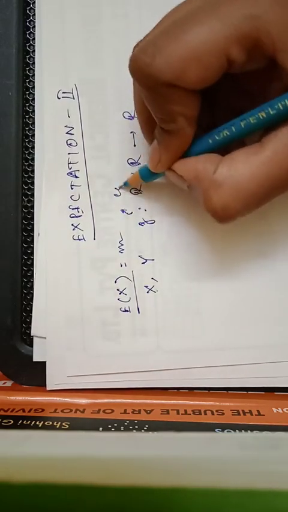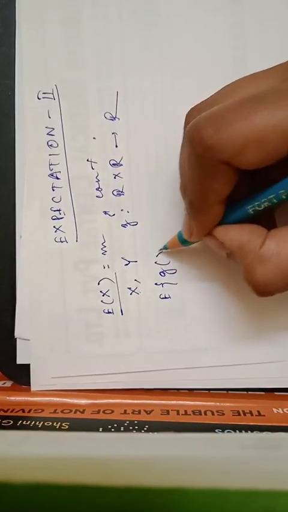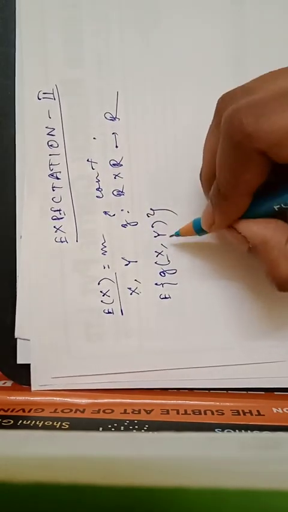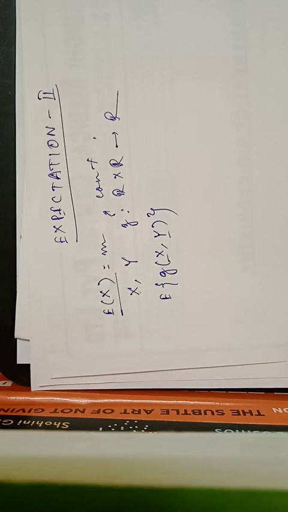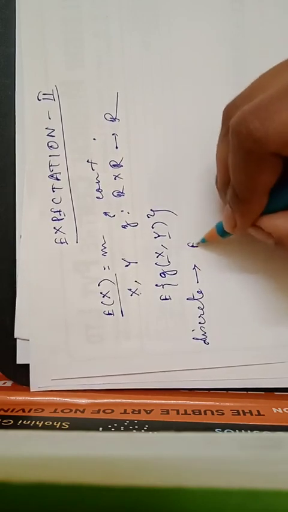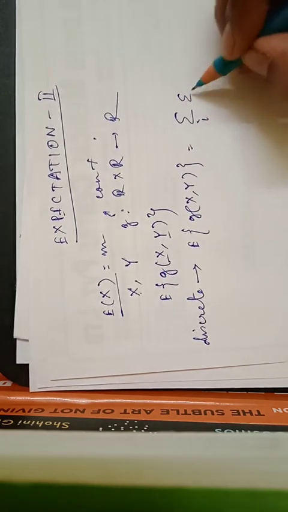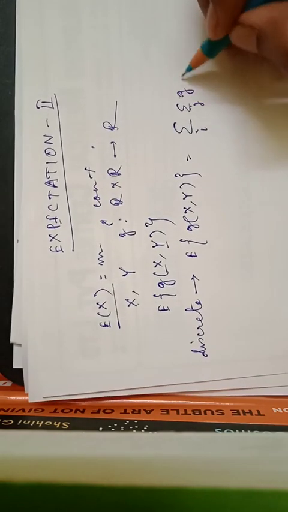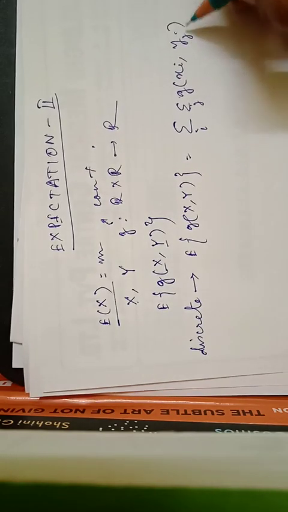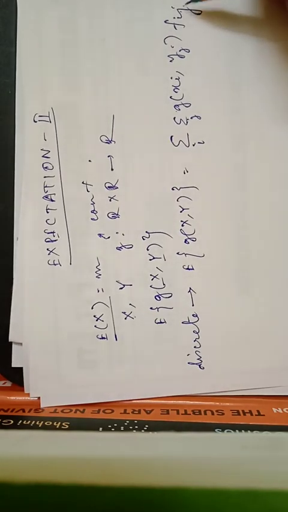It's a continuous function. Then how to calculate the expectation of g of x comma y, a function using two random variables x and y? Here two cases can arise: x and y both are discrete, or both are continuous. For the discrete case, the value of expectation of g(x,y) will be summation over i, summation over j, g of xi comma yj, f of ij. What is f of ij? f of ij means the probability at the i comma jth point.